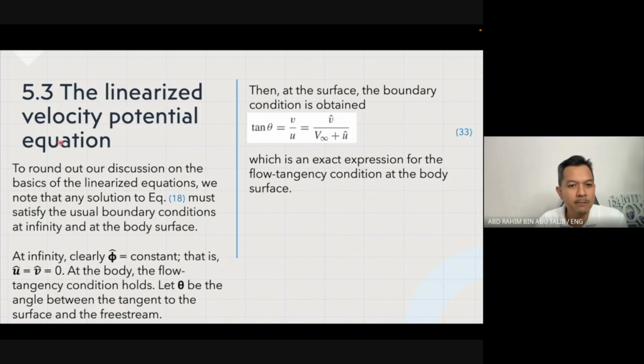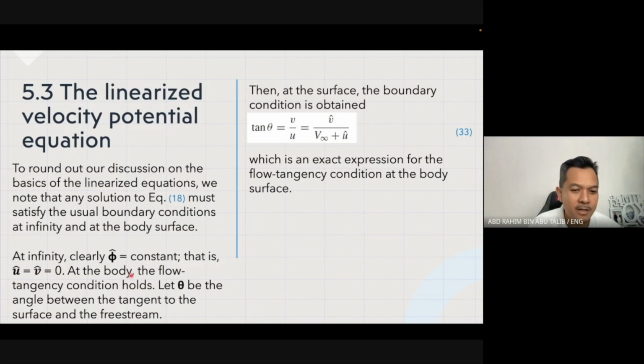We are talking about the linearized velocity potential equation. We note that any solution to equation 18 must satisfy the usual boundary conditions at infinity and at the body surface. So at infinity, clearly the perturbation velocity potential is constant, and the perturbation velocity components u and v equal 0.